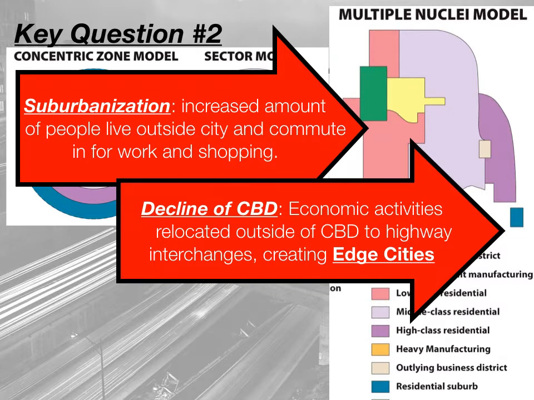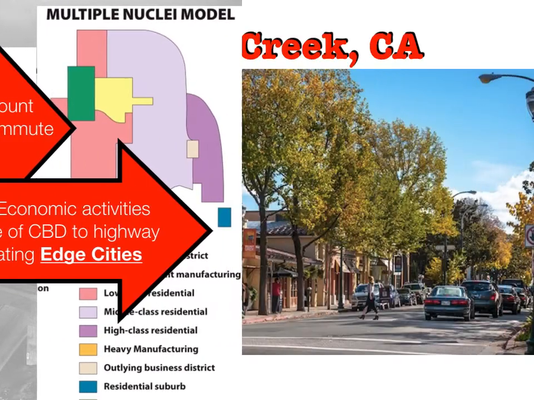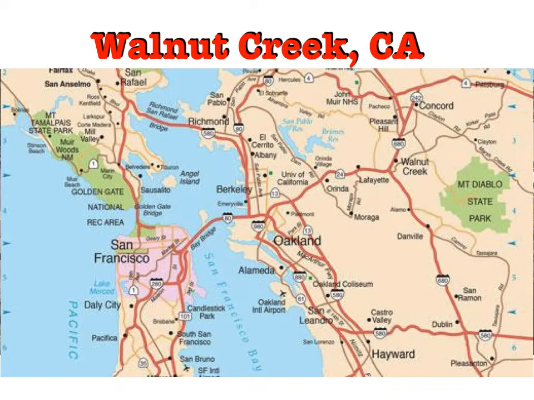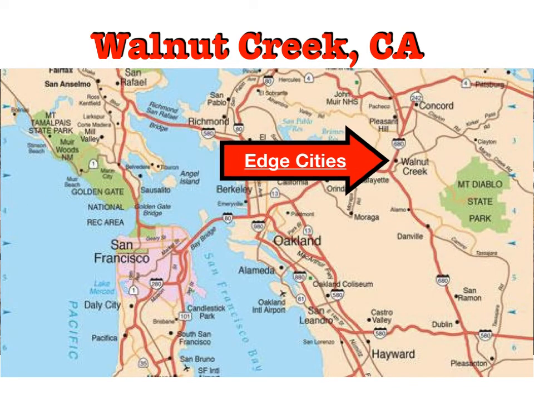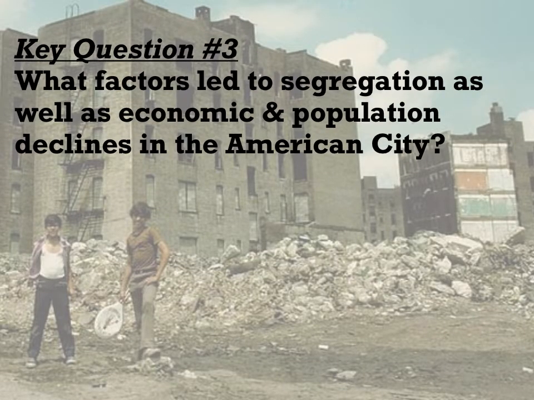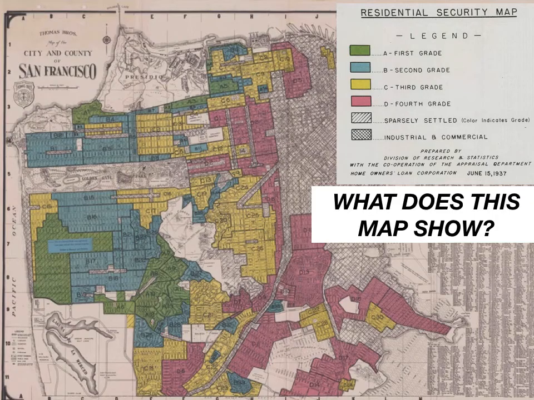So an example of one of these edge cities is very close to where we live in Walnut Creek. Walnut Creek, California is located, as we would predict, at the interchange between Highway 24 and Highway 680. So moving on with key question number 3, what factors led to segregation as well as economic and population declines in the American city? Let's take a look at a map.